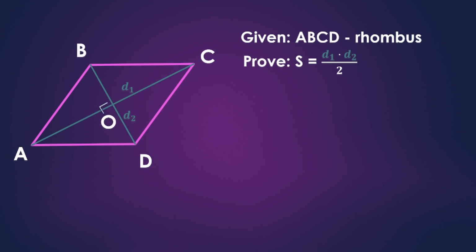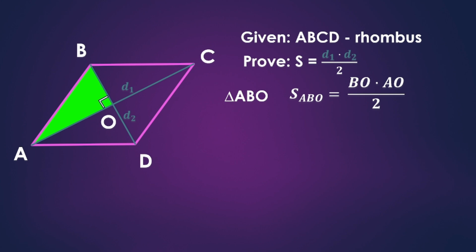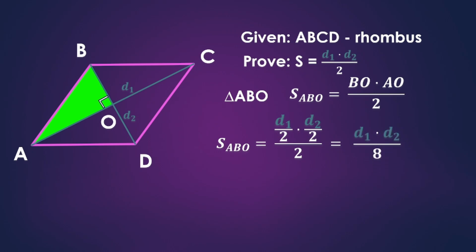So we take the triangle ABO, and remember that in a rhombus, the diagonals intersect at a right angle, so the triangle ABO will be right-angled. So the area of triangle ABO is BO times AO divided by 2, because the area of a right-angled triangle is half the product of its legs. Now instead of BO and AO, we substitute D1 divided by 2 and D2 divided by 2, and we have that the area of this green triangle is equal to D1 times D2 divided by 8.